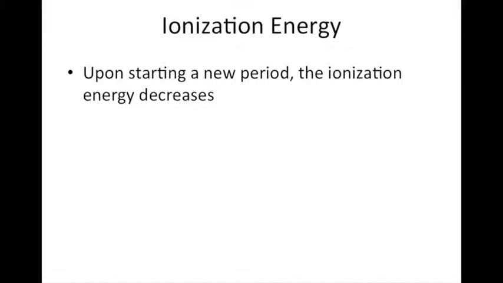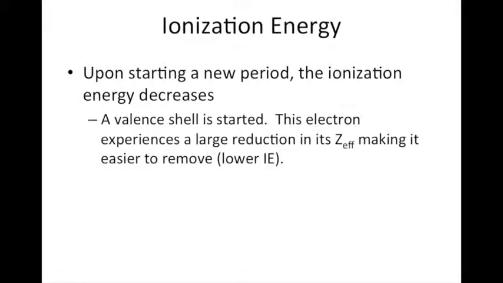We said that the ionization energy will decrease. Well, when we start a new period, much as when we go down a group, we're starting a new valence shell. This valence shell is further from the nucleus and therefore the electron will be held less tightly, but it's also related to the effective nuclear charge. When we start a new shell, that new valence electron experiences a large reduction in its effective nuclear charge because it has a great increase in the amount of shielding, making it easier to remove.